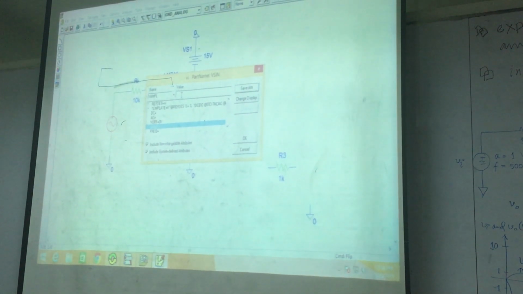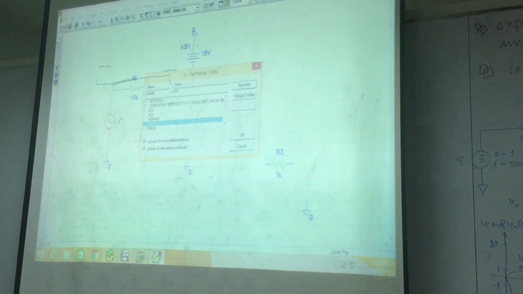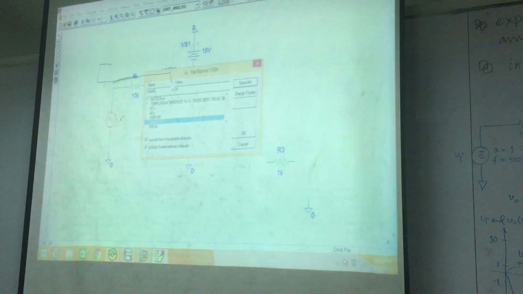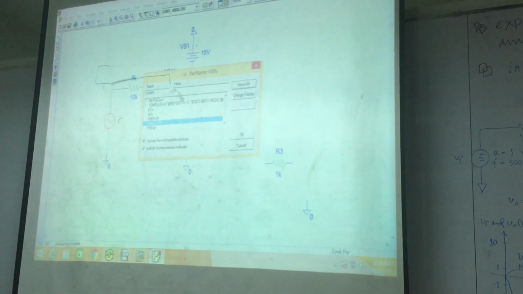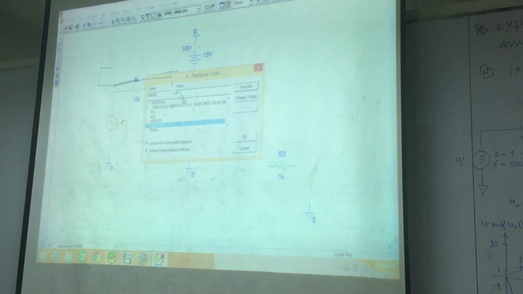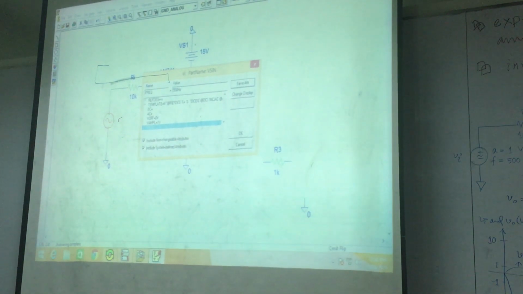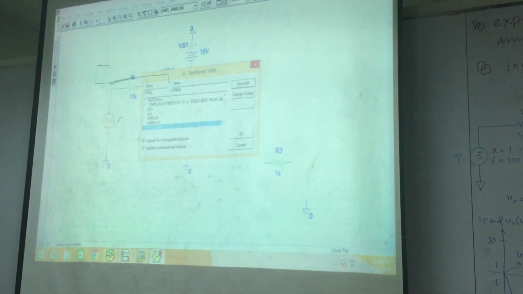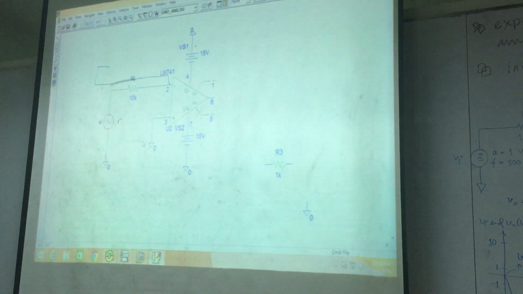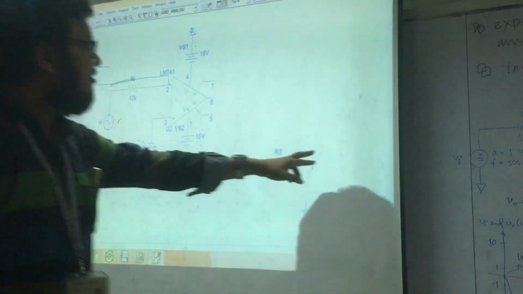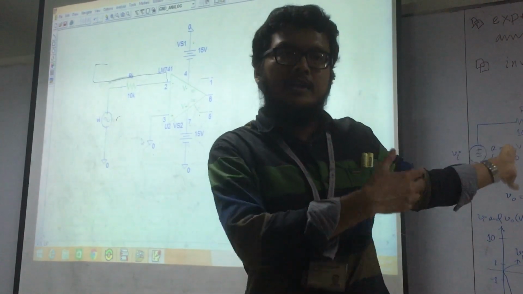VAMPL, this guy is going to be 1 volt. 1 V. And by the way, you know it already. No space between number and unit. No space. FREQ is going to be 500 Hz. Okay? Click on OK. Here you can see amplitude and frequency because I have put it that way.